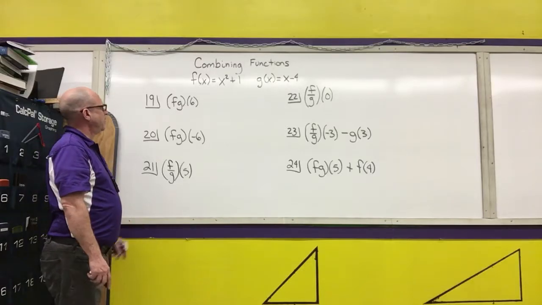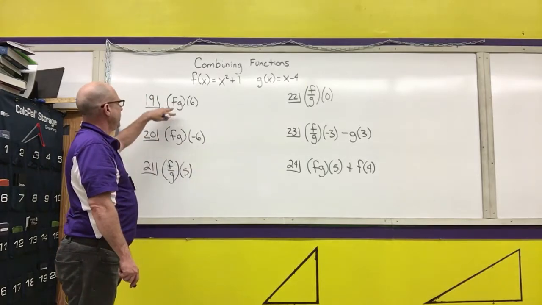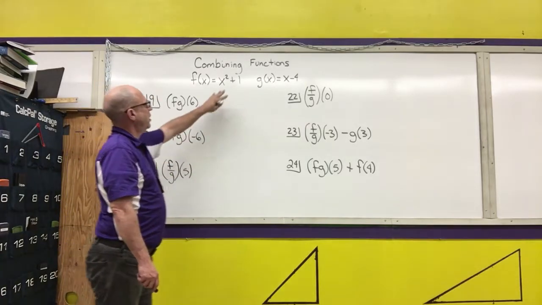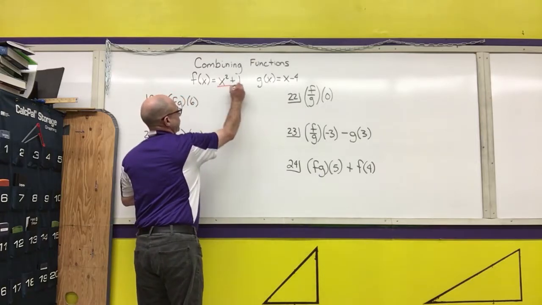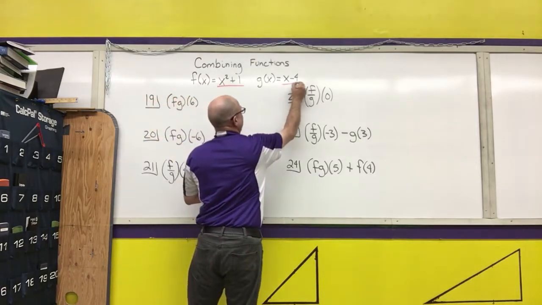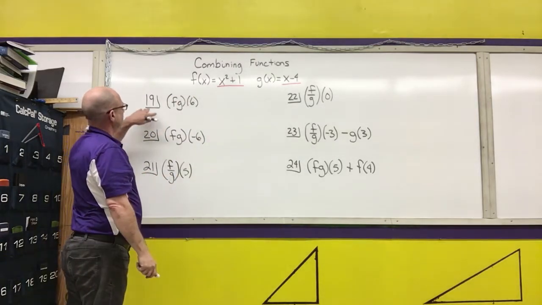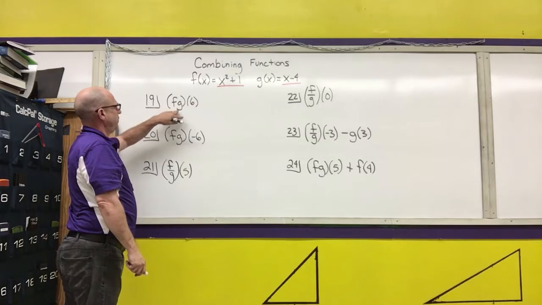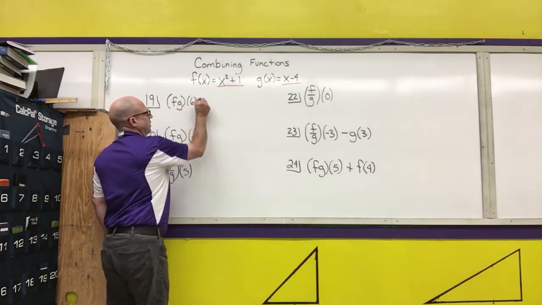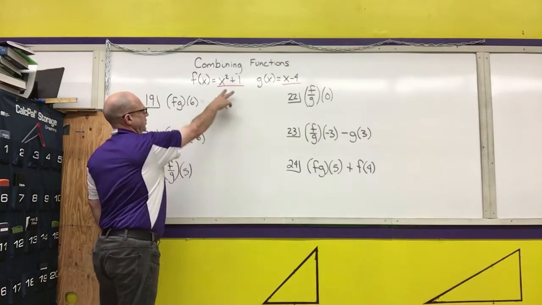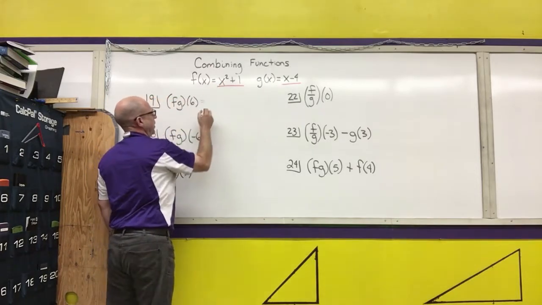The next group of examples are homework problems 19 through 24, where we're going to be performing products and quotients of the same two functions we did in the last video, where f of x is x squared plus 1 and g of x is x minus 4. The first example says the product of f and g of 6.